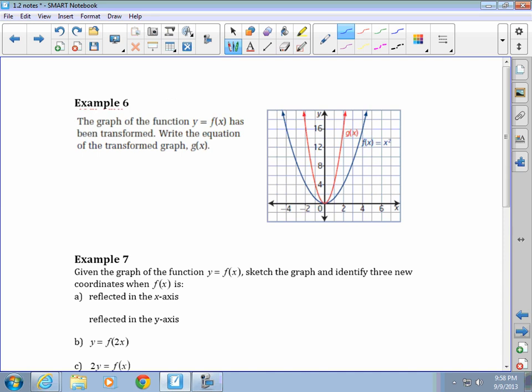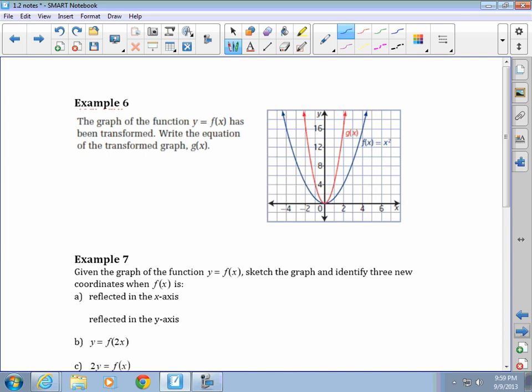Okay, it says the graph of the function y equals f(x) has been transformed. Write the equation of the transformed graph g(x). It depends how you look at this. If you're looking at what happens to the x value, if this is our original graph, we went 0, 0, 2, 4 right here, then in order to figure out what it is doing, it's moving away from our x axis. So we have to figure out what the effect is on the x.